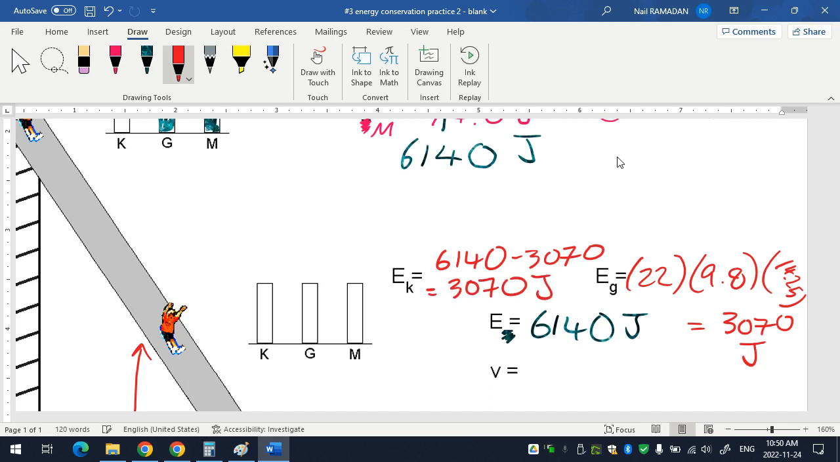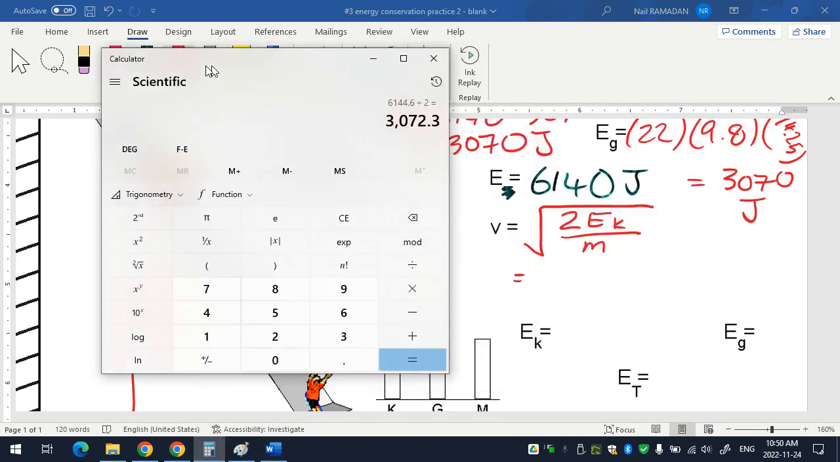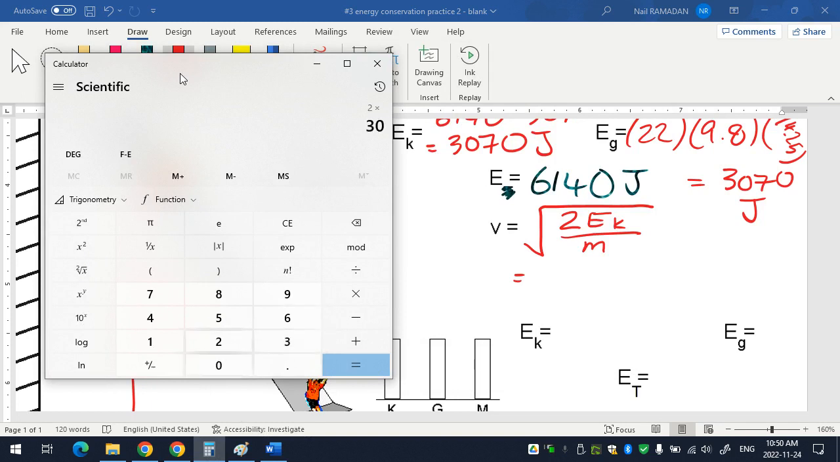Okay. How would I get V? Same equation we just used for the last one. Let's use the final form. What was the equation? Square root of what? Come on, who remembers? 2 EK divided by the mass. Let's do it in one shot on here. What do I get? 2 times 3070 divided by, what's the mass? Could that be the kid's speed? Square root this guy. What do you get? 16.7.